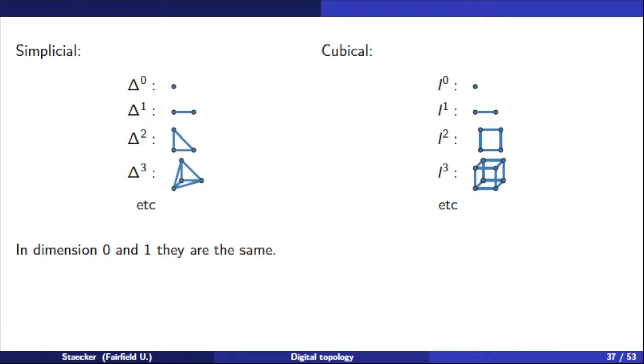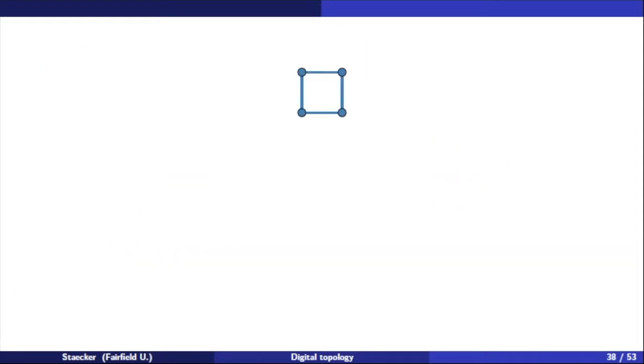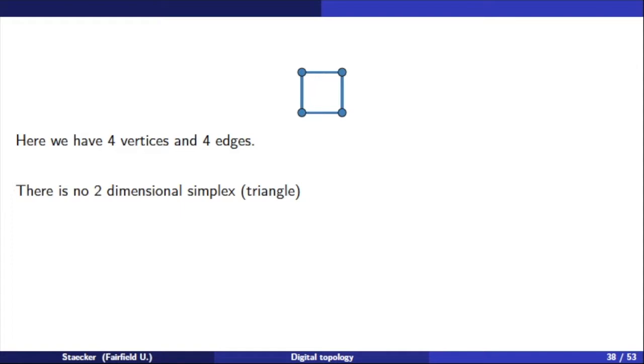You should notice in dimension 0 and 1, they're the same, right? There are points in dimension 0. In dimension 1, they are edges. But in dimension 2 and higher, they're different. Let's see what we get here. If we are doing cubes now, we have 4 vertices and 4 edges, just like before. Now, in the simplicial, the triangles, there is no dimension 2 triangle here, or any higher dimension. But there is a dimension 2 cube.